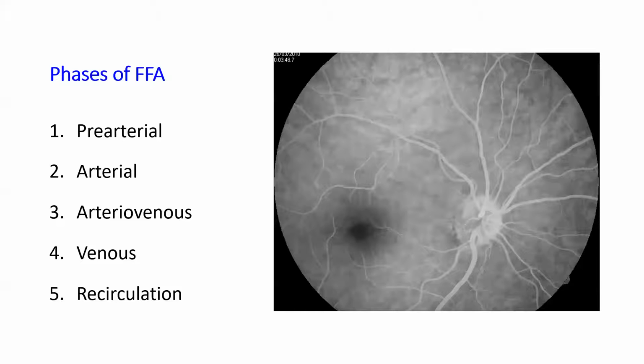This picture is of the late phase of the angiogram, showing the retinal blood vessels filled with the dye. And this dark area is showing the foveal avascular zone, and it demarcates the macular area.